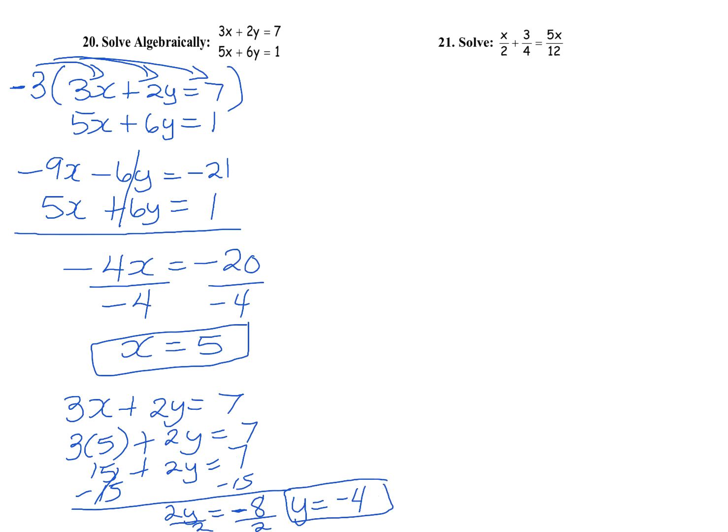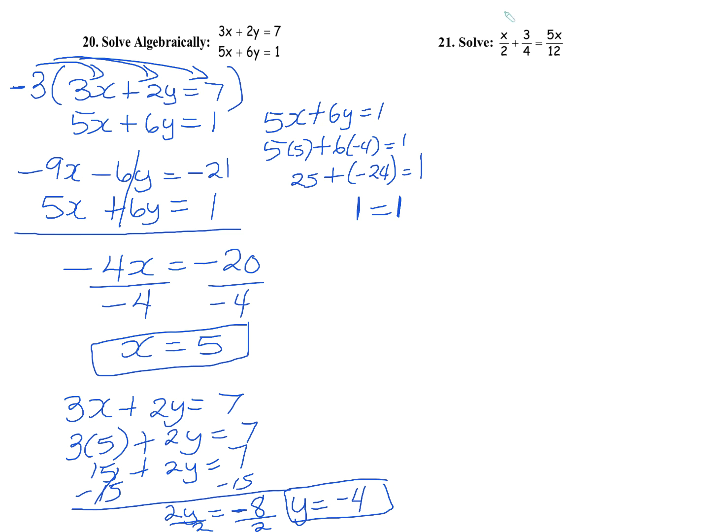Again, you can go and check your answer. Okay, I'm going to use the bottom one. 5x plus 6y should give me 1. Okay, 5 times x, which is 5, plus 6 times y, which is negative 4. 25 plus negative 24. When the signs are different, you subtract, so 1 equals 1. So it worked. So these are my answers.